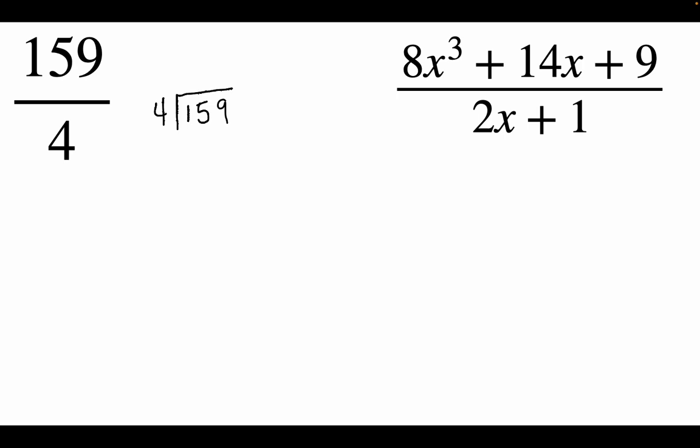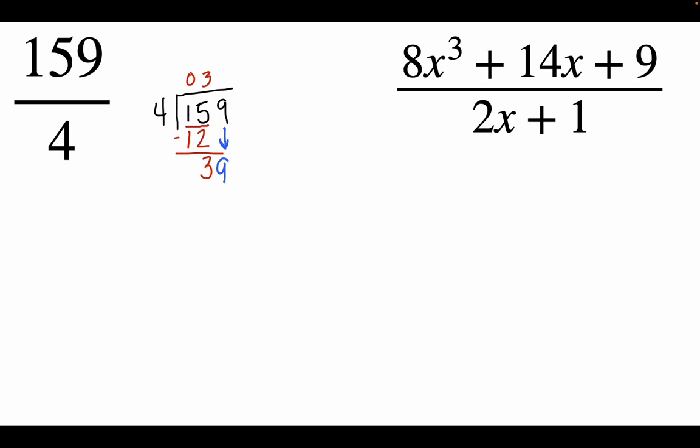So when we divide, we say how many groups of 4 are in 1, and there's not any groups of 4 in 1 because 1's smaller than 4. Then we would say how many groups of 4 are in 15. And there's 3. 3 times 4 is 12. We subtract and we get 3 and bring down your 9.